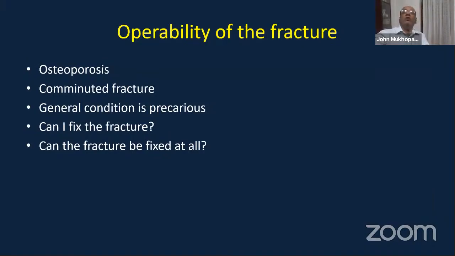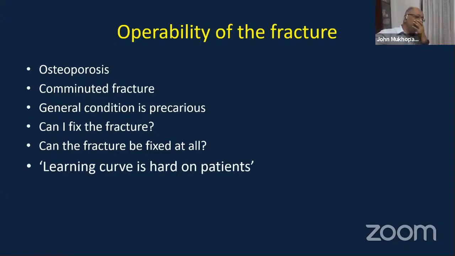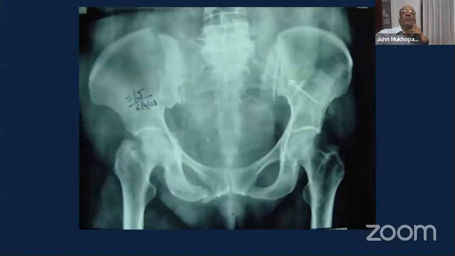So at the end of it, you need to look at the operability of the fracture in terms of osteoporosis, and how comminuted it is. You also need to look at the general condition of the patient. Also, whether you are capable of fixing the fracture, and some fractures probably are beyond good stable fixation in almost anybody's hands. So I think you need to be able to decide very rationally and sensibly which patients you should be doing yourself, and which patients may be better off referred to somewhere where these fractures are being dealt with on a regular basis.